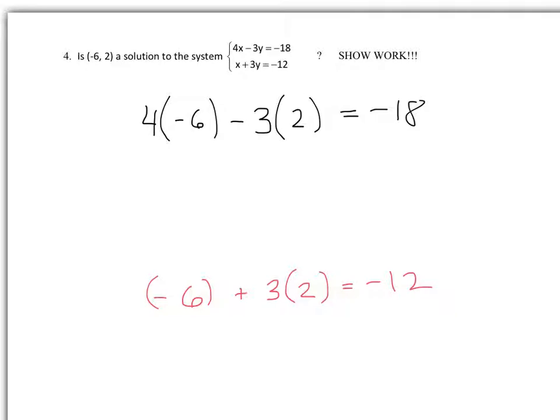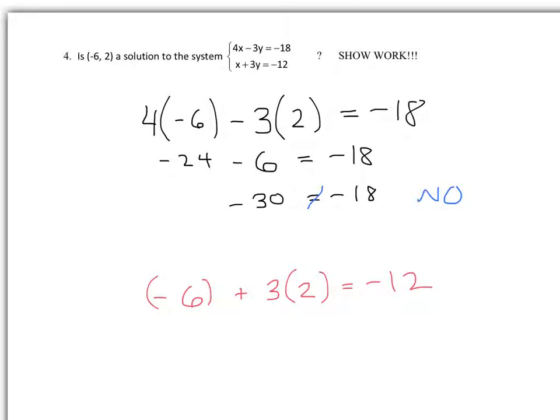So I'm just substituting the coordinate point into x and y, see if they both make these equations true. So 4 times negative 6 is negative 24. 3 times 2 is 6, so it's still minus 6, equals negative 18. And negative 24 minus 6 is negative 30, which equals negative 18, but that does not equal negative 18, so that's not on the line.